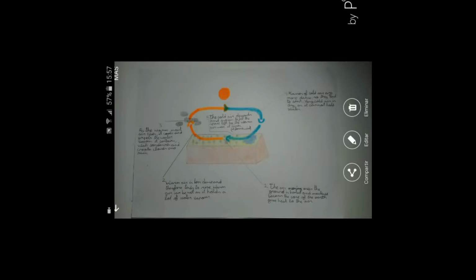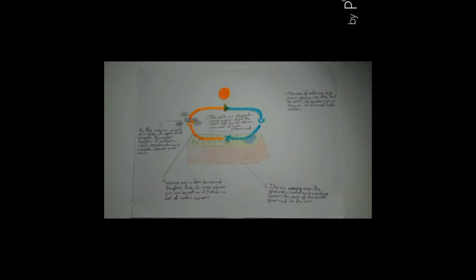Now we're going to see the atmospheric convection currents. The first is that the air moving over the ground is heated and moistened because the core of the Earth gives heat to the air. The second is that warm air is less dense and therefore tends to rise. Warm air can be wet as it holds a lot of water vapor.